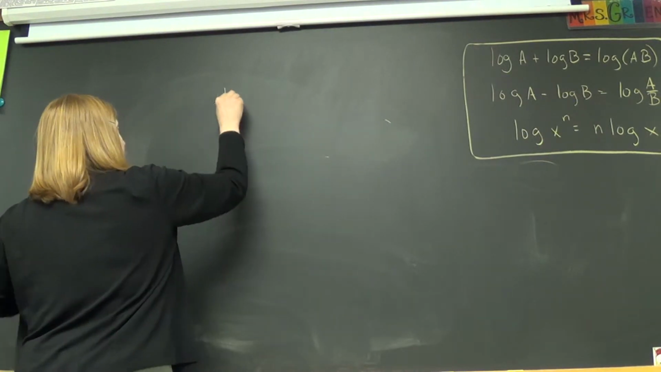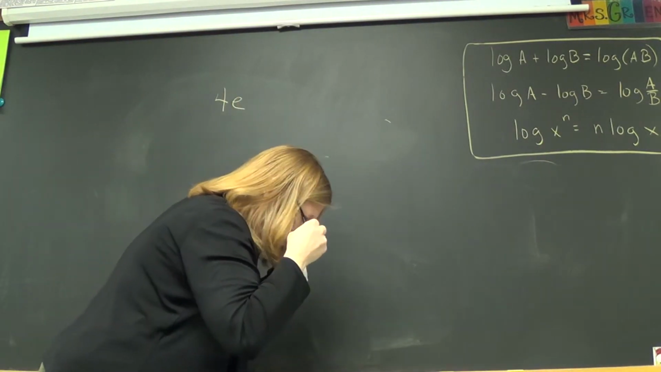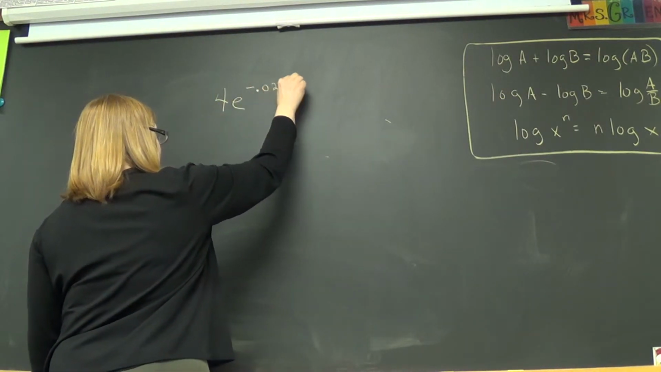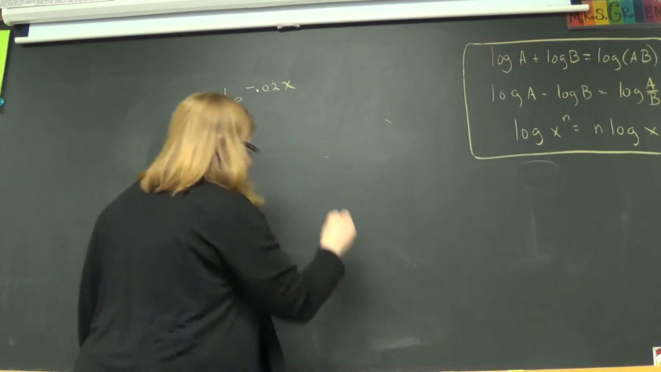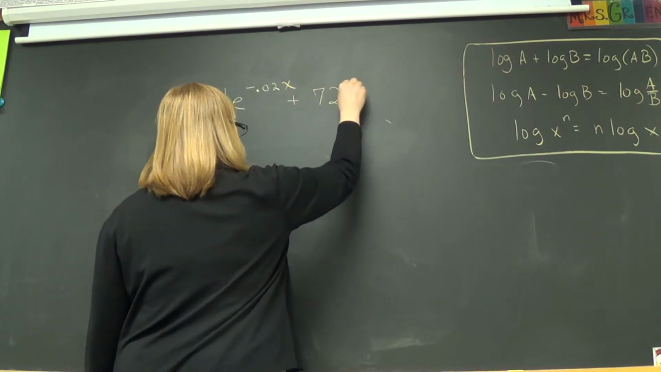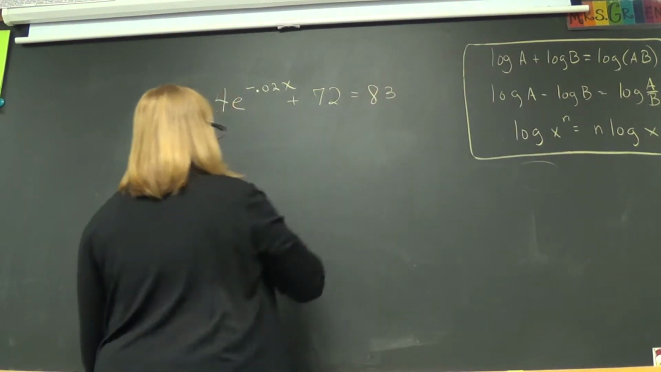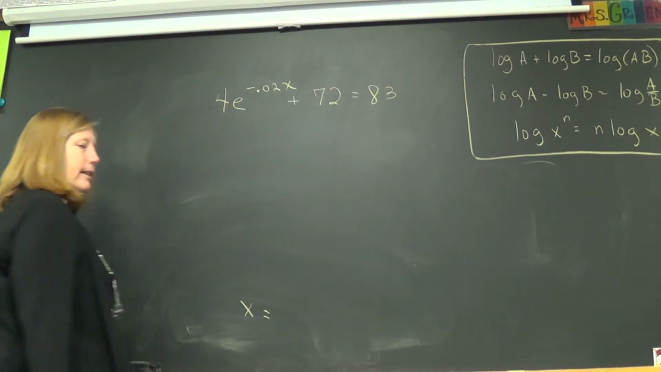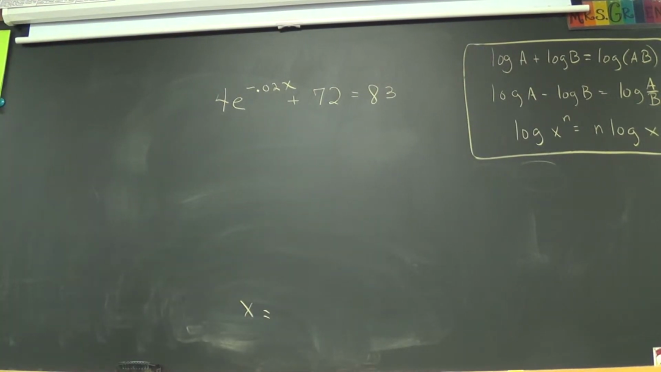4e to the negative 0.02x plus 72 equals 83. All right, Molly, what's the first step on these kind? We're trying to get, when the word is solve, the command is solve, we want at the end of the story, we want x by itself. So what's the first step?